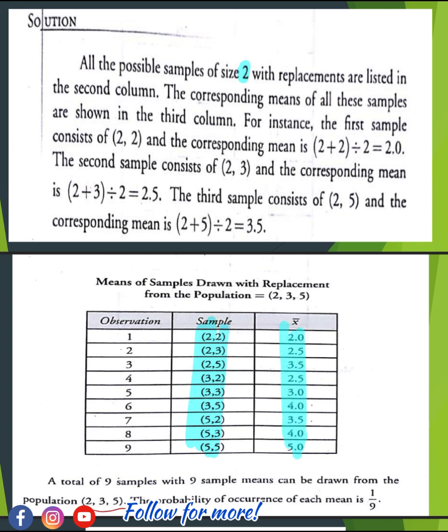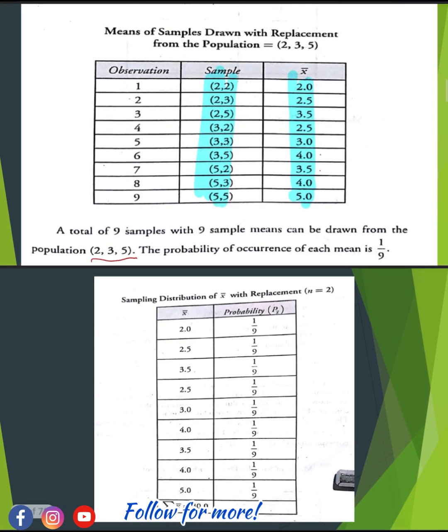Okay. How did we get the 2.0? Just simply get the mean of the sample 2 and 2. That is 2 plus 2 divided by 2, equal to 2. So 2 plus 3 divided by 2 equal to 2.5, and so on. Okay? Now, for instance, the first sample consists of 2 and 2. There it is.